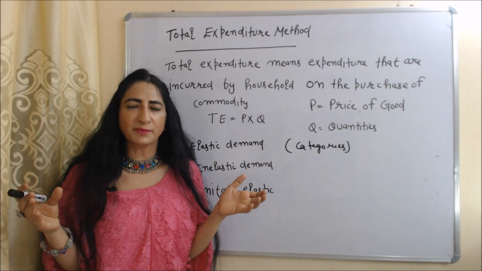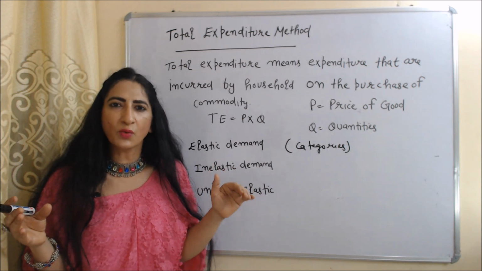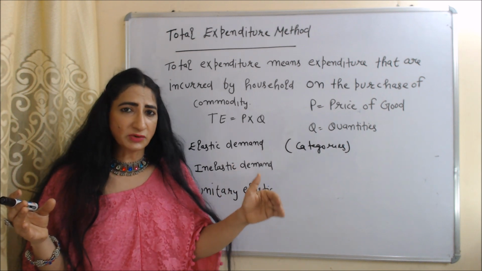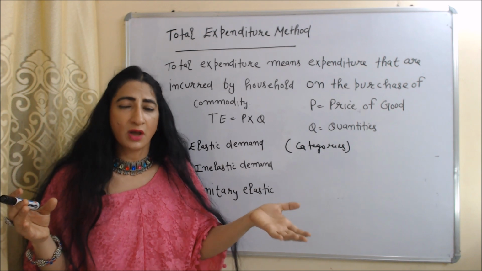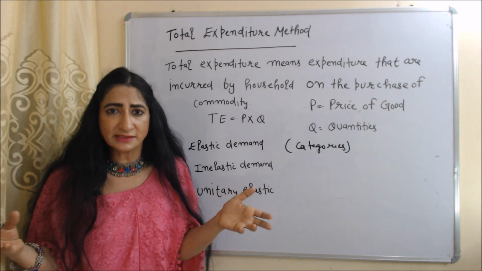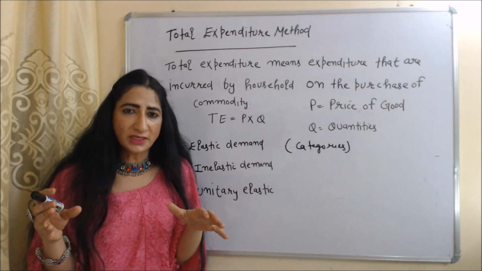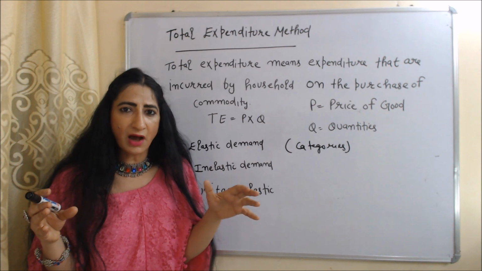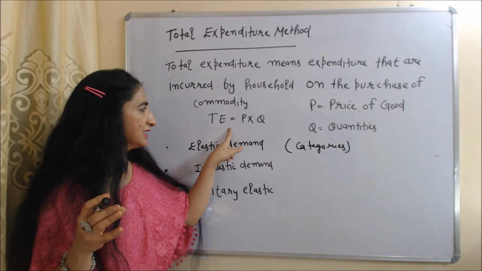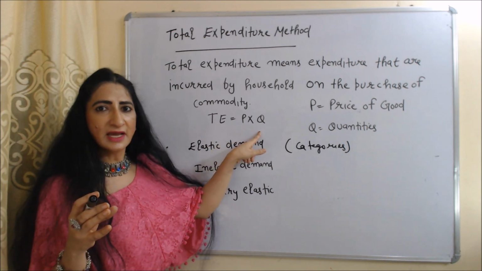The second method to measure price elasticity of demand is the total expenditure method. According to this method, we can measure price elasticity of demand by considering the change in total expenditure due to change in prices. But what is total expenditure? Total expenditure is the expenditure incurred by households on the purchase of a commodity. The formula for total expenditure is TE equal to P multiplied by Q, where TE means total expenditure, P means price, and Q means quantity.